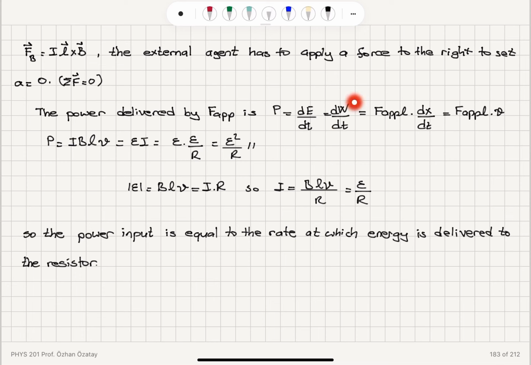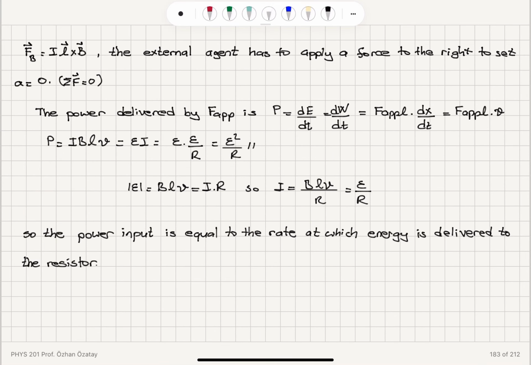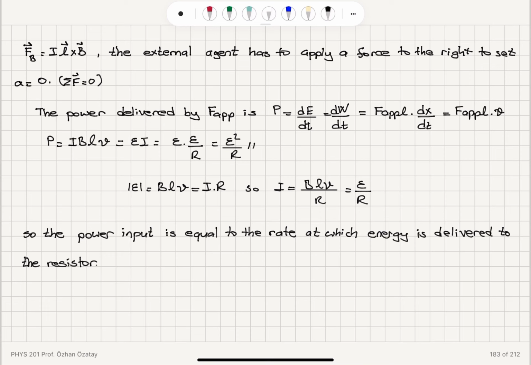And the power delivered by this applied force is dW/dt. It's the small amount of work done by this force in a time interval dt. So it is F applied times dx/dt, because the displacement and the force are in the same direction. We have the dot product with cosine 0, which is 1, so it is F applied times v. And F applied must be equal to ILB, because L and B are perpendicular here, so sine 90 gives magnitude ILB. It's balancing this force, also pointing to the right.